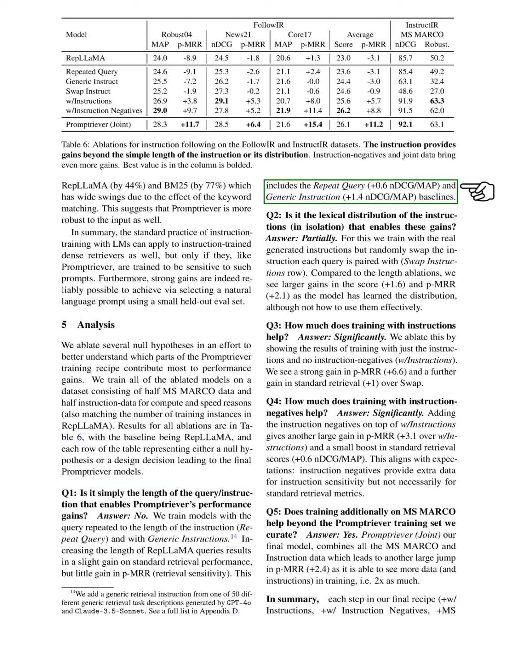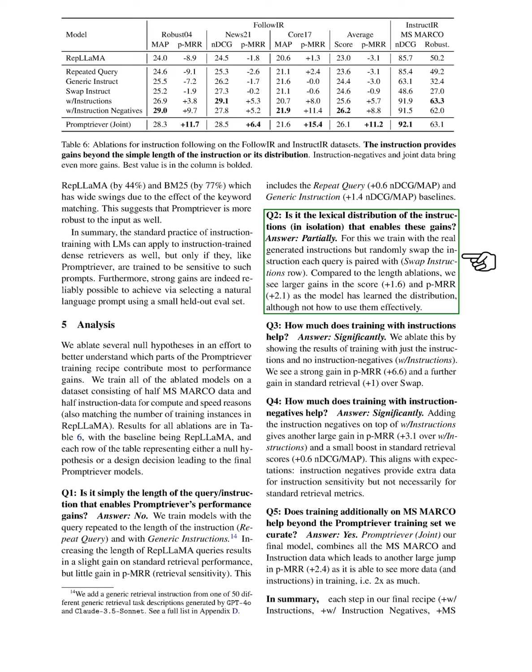Next, we explore whether the lexical distribution of instructions contributes to these gains. Our findings indicate that it does, but only partially. By training with real generated instructions while randomly swapping them for each query, we observed more significant score improvements, suggesting that the model learned the distribution but not how to apply it effectively.